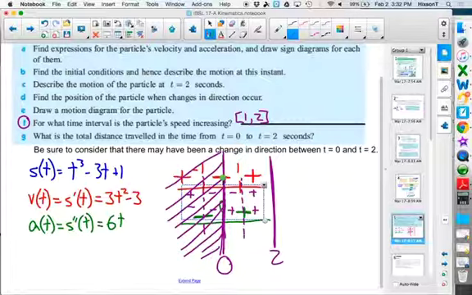Okay? Now, the initial conditions. What are the initial conditions? Where are we when t is 0? We're at 1. We're at that spot, 1. Okay? So s of 0 is 1. What's our velocity? Negative 3. So at that moment, we're actually moving to the left, right? We start moving to the left. And then our acceleration at that moment is 0. Yeah, that's okay.